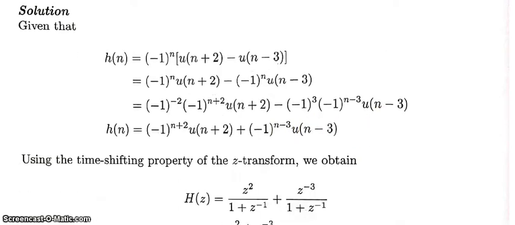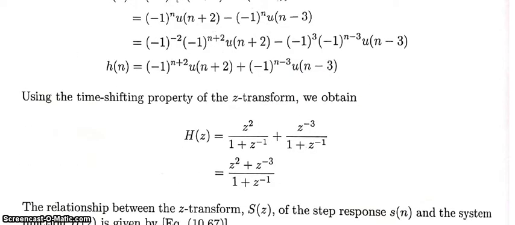Now we can make use of the time shifting property. Using the time shifting property, H of z is going to be z square divided by 1 plus z inverse, plus, for the second term, z raised to minus 3 by 1 plus z inverse. So grouping the two terms, we have H of z equal to z square plus z raised to minus 3 divided by 1 plus z inverse.